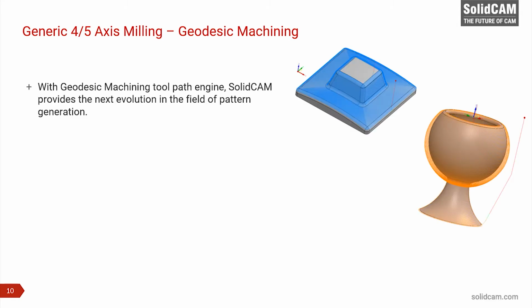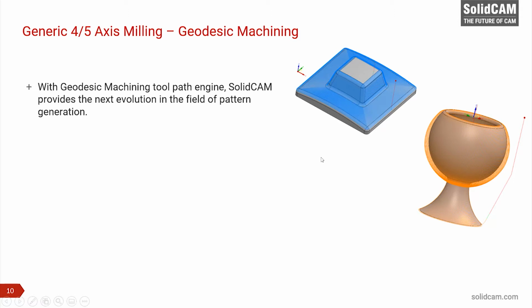Next, we come to a very interesting operation that was introduced in SolidCAM lately. It's called geodesic machining. Basically, in this particular toolpath engine, SolidCAM provides the next evolution in the field of pattern generation. You can look at the images on your right side here. You can see that the distance between the two passes or the toolpaths is constantly maintained, irrespective of the direction of the tool or the type of surface that it is cutting.